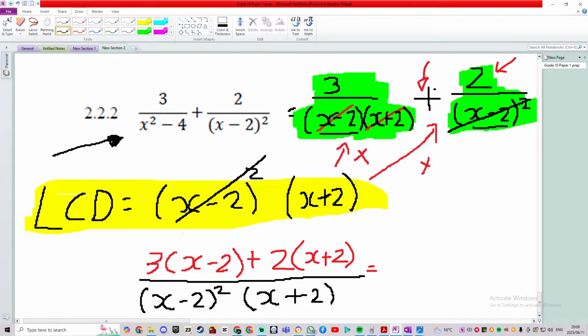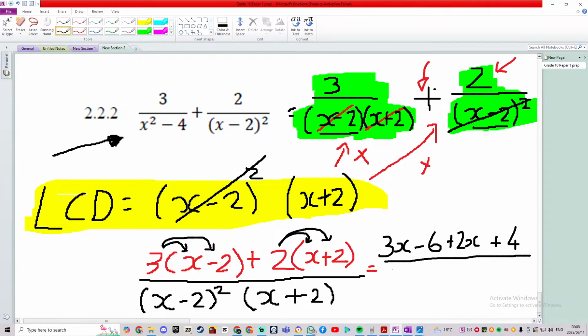Then now we're going to multiply in and simplify. So I have 3x minus 6. I'm multiplying in still now, plus 2x plus 4, over again still the same denominator. The denominator doesn't fall away. If you don't have the denominator, you're going to lose a mark. Please.